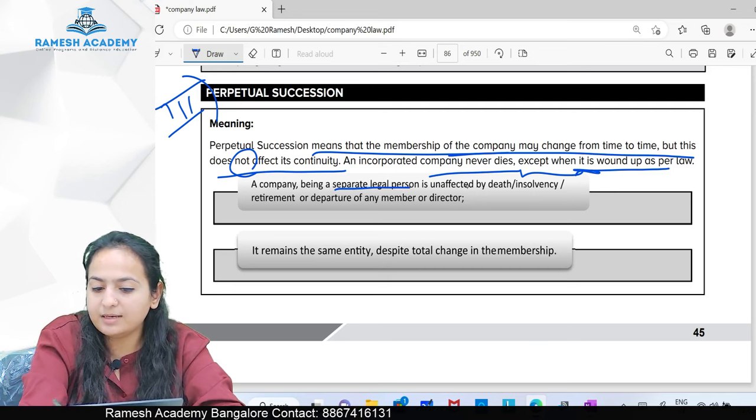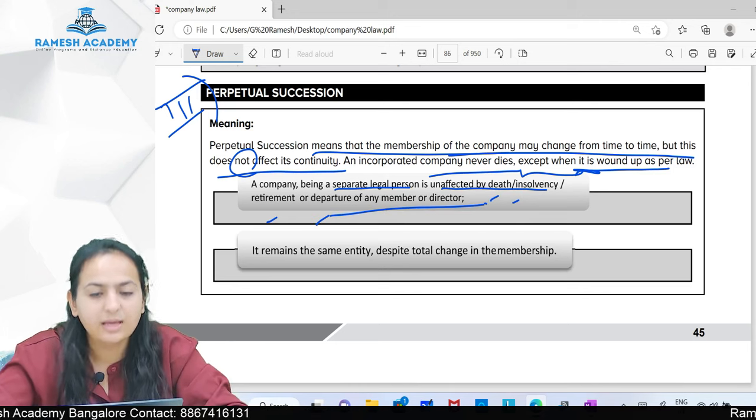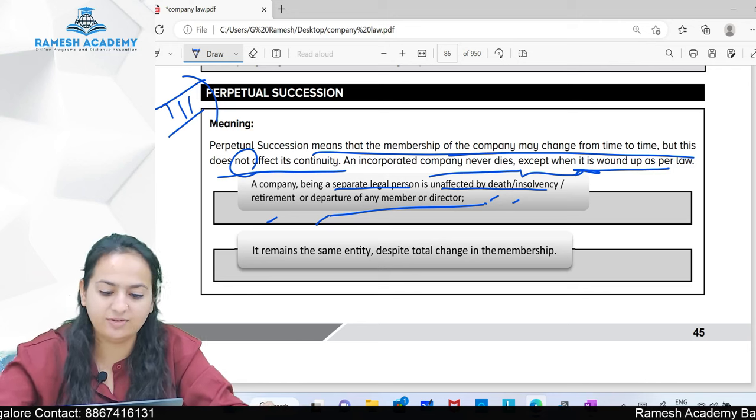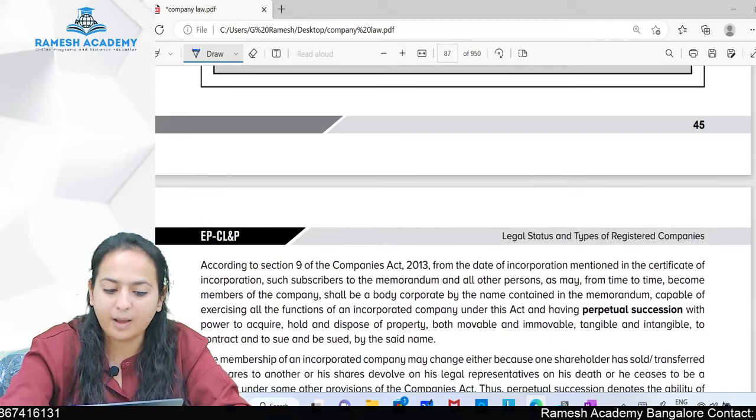A company, being a separate legal person, is unaffected by the death, insolvency, retirement, or departure of any member or director. This means any member can go, any member can die, but the company is unaffected. It remains a separate legal entity despite a total change in the membership.